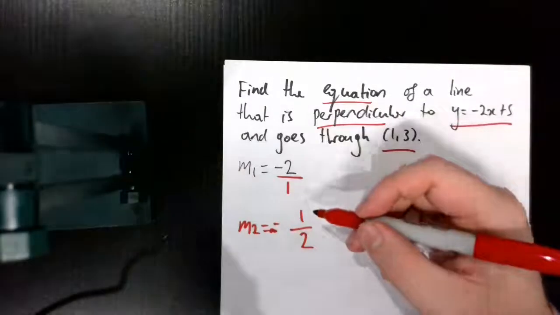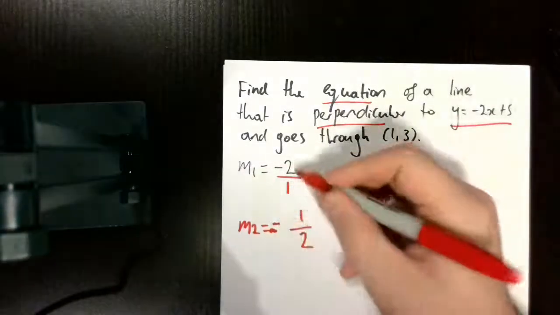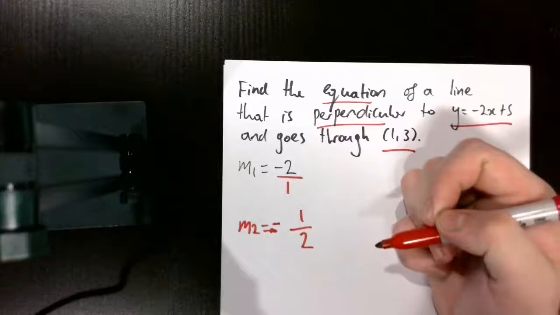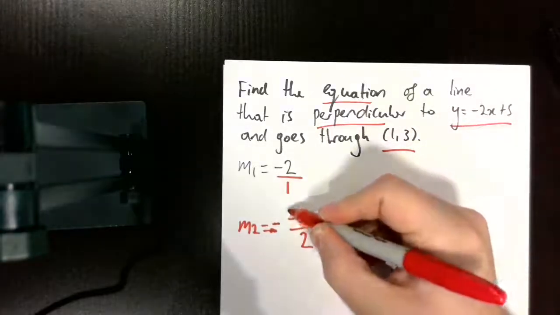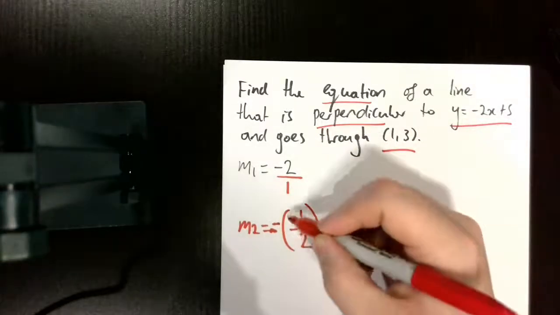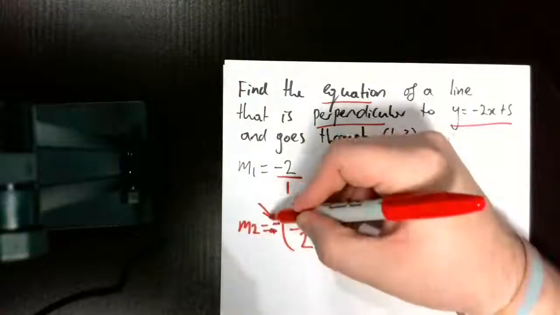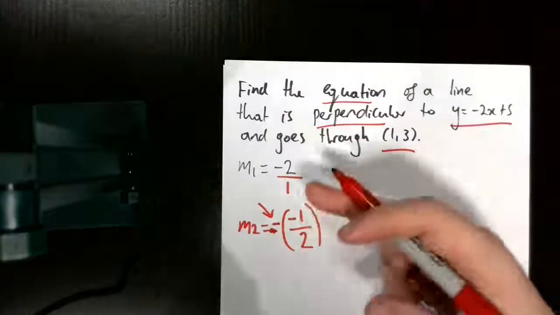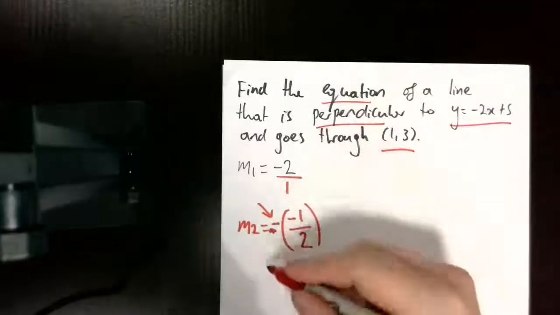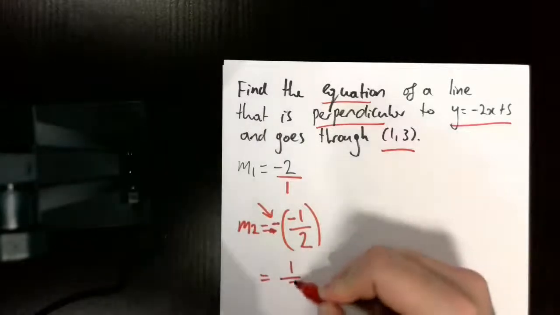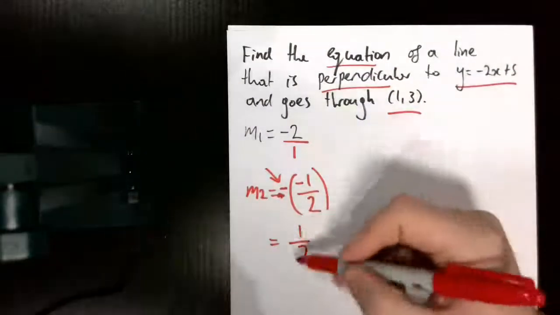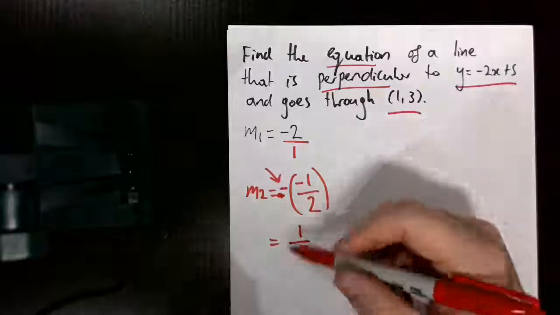One of the things that we need to remember is that this value here was already negative, so I'm going to put that negative in a bracket. Now, this negative here is what we'll be multiplying. Just remember, when I multiply a negative by a negative, my answer will be positive. So my new gradient for my perpendicular line is 1/2.